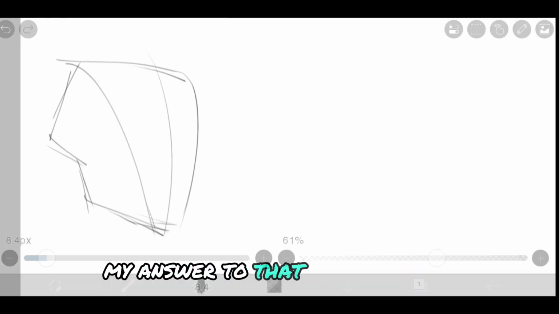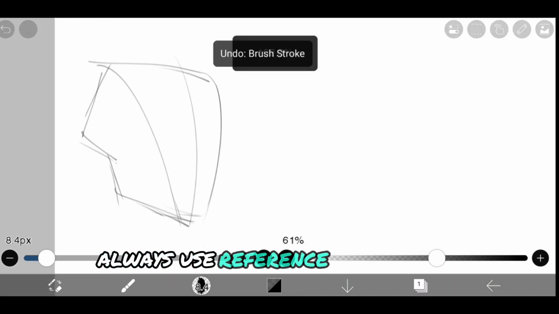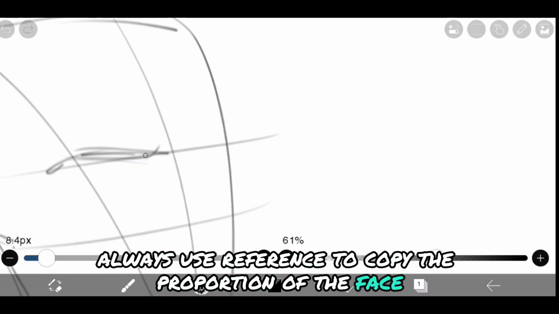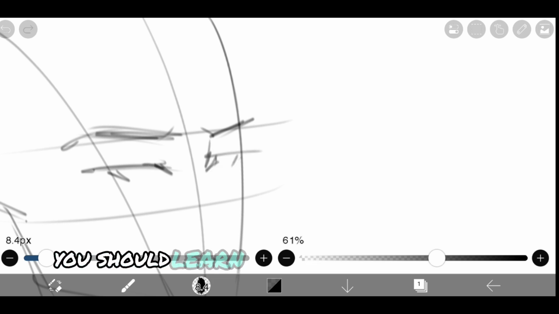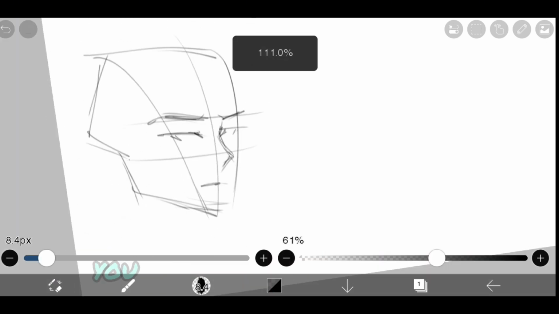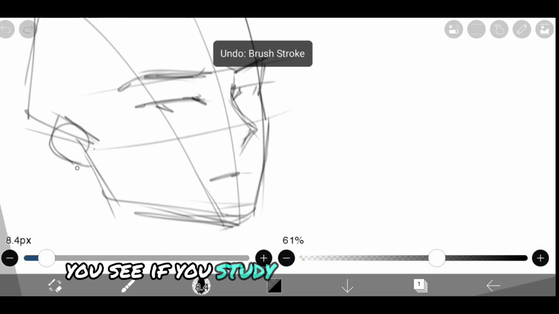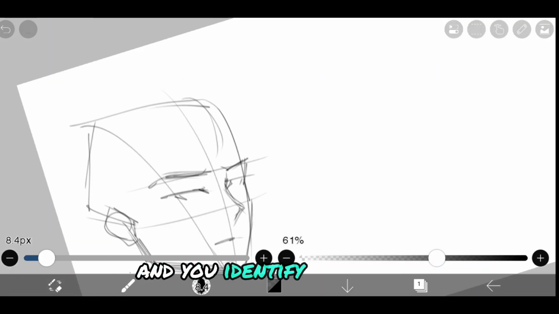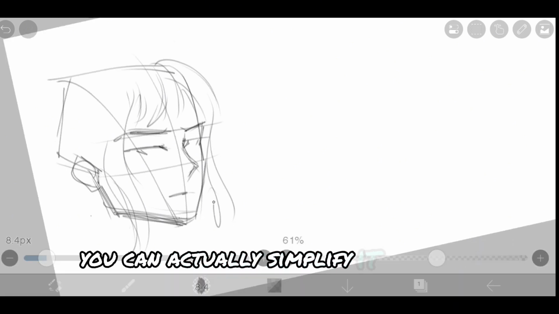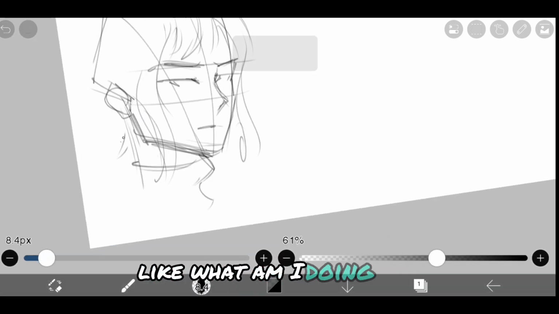My answer to that is very simple. Always use reference to copy the proportion of the face, and also as a beginner, you should learn how the face structure is. You should study the human skull to familiarize the structure of it. You see, if you study the skull correctly, and you identify the shapes, you can actually simplify it to draw faces like what I am doing now.